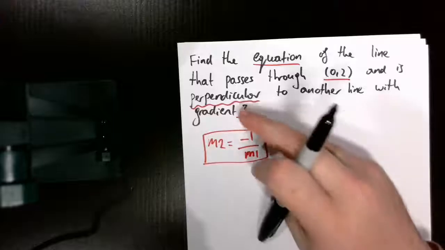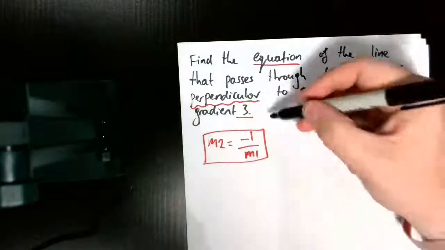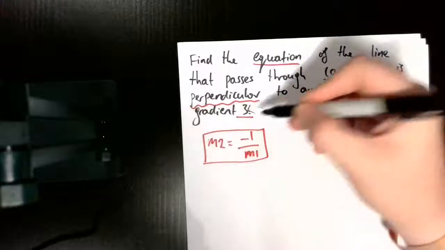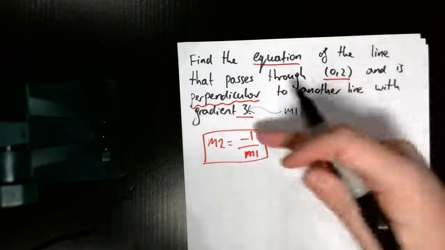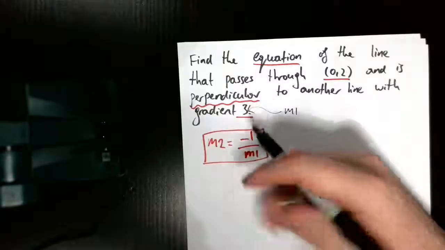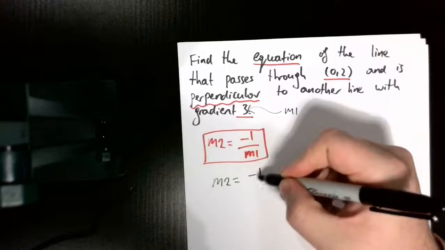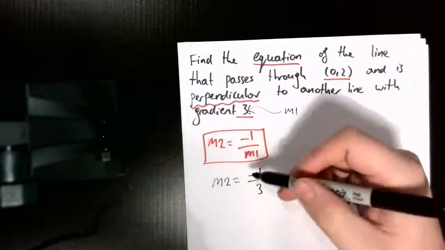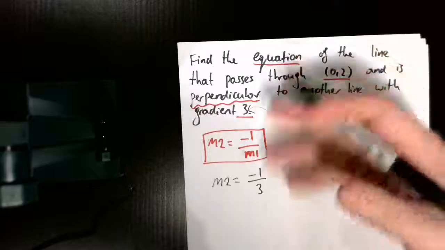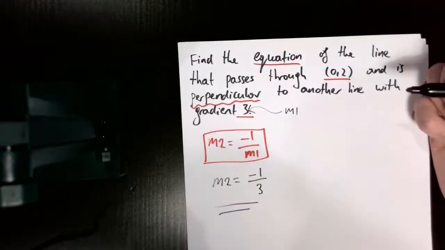Now, it must be perpendicular to a line with gradient 3, all right? So in this particular example, all right, our gradient, our M1, is 3. So to calculate a gradient of our perpendicular line, all right, our new one is M2 is equal to minus 1 over our original gradient, which is 3, okay? And we don't have to do anything else with that, right? So our new gradient is going to be minus 1/3.